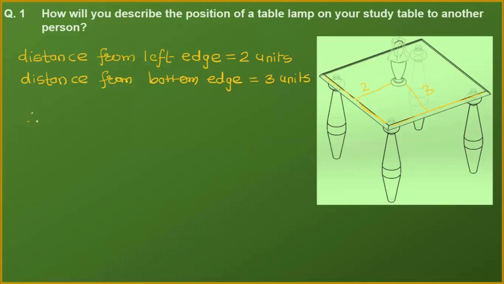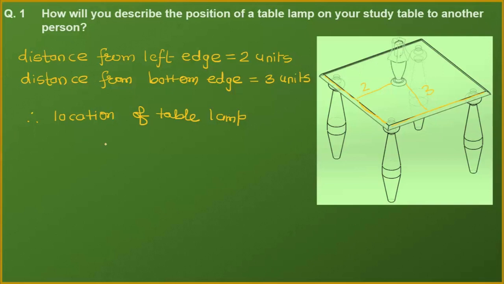So I can say that therefore the location of the table lamp, I will include both the information. And if I include both the information, then the location of the table lamp will be unique. For example, if I say the distance from the left edge is 2 units, many objects can have a distance of 2 units from the left edge. Similarly, from the bottom edge, maybe many objects have the same distance, but there will be a unique object having the distance 2 and 3 respectively from the left and the bottom edge.